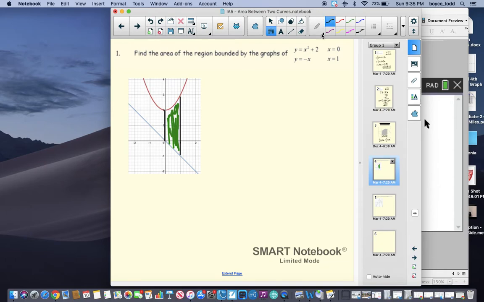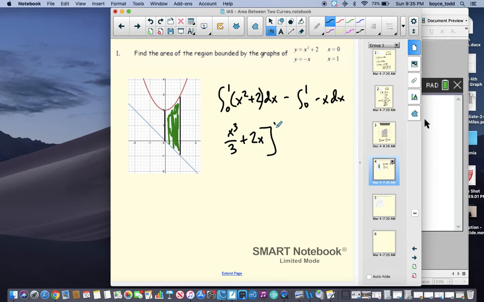So the way we're going to set this up, going from 0 to 1, is we're going to say integral from 0 to 1 of x squared plus 2 dx, minus the integral from 0 to 1 of negative x dx. Okay, so this is pretty easy to integrate. You can do this one by hand, but I will let you use a calculator for the more complicated ones. I'll show you in the next example.